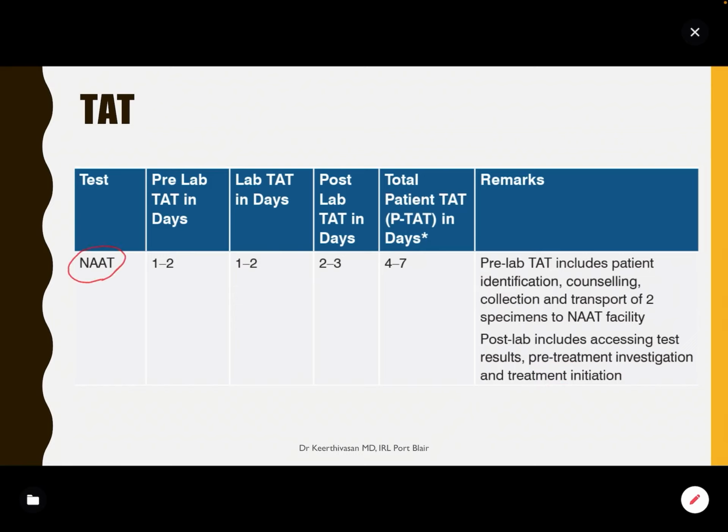The turnaround time for NAT, that is for TrueNat and Gene Expert: pre-lab turnaround time is considered around 1 to 2 days, lab turnaround time is considered 1 to 2 days, and post-lab again 2 to 3 days. So the total turnaround time for a NAT test from patient identification till treatment modification or initiation is around 4 to 7 days. We mostly will stress on this particular component, that is lab turnaround time. When you get the sample in your TrueNat site, within 1 day, same day or the next day, the result has to be ready and uploaded or intimated to the concerned.